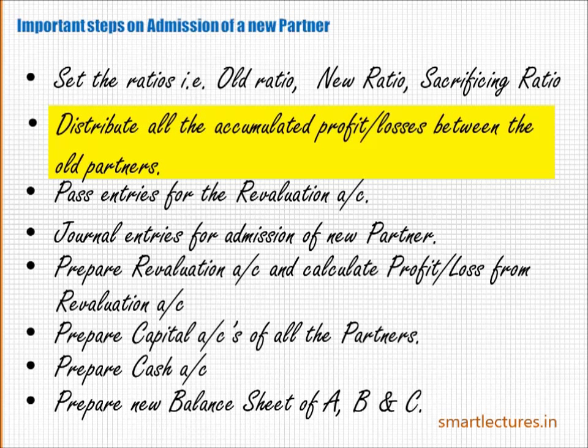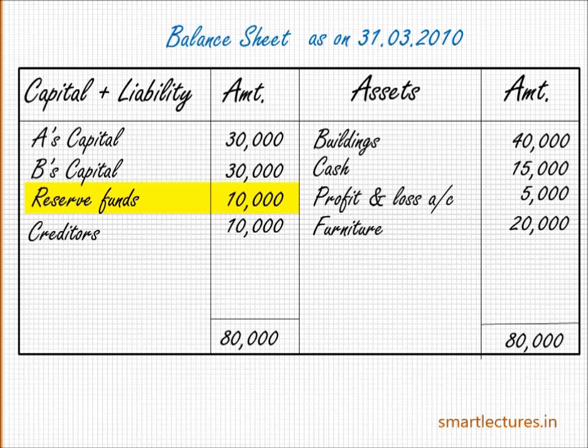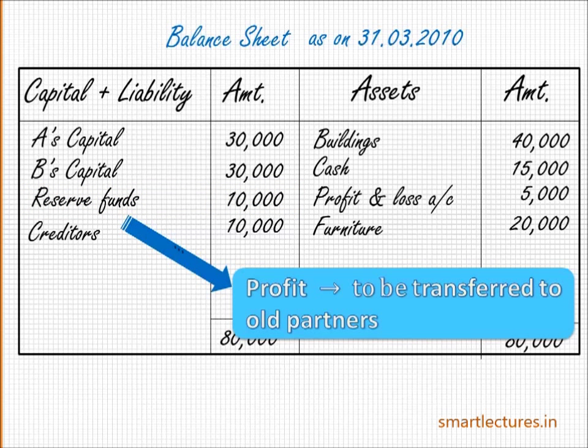First of all, we have to distribute all the accumulated profits. Look at the balance sheet. Is there any accumulated profit? Yes. There is a reserve fund of rupees 10,000. This is the accumulated profit. It means the firm made a profit of rupees 10,000, but this profit was not transferred to capital accounts. But you have to transfer it now before the new partner is admitted.